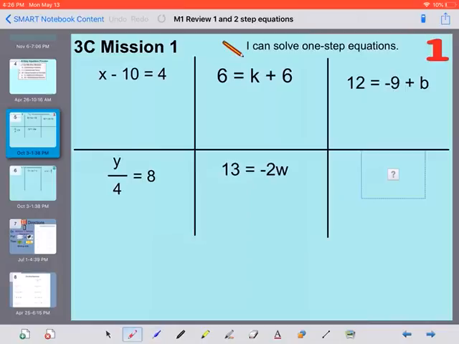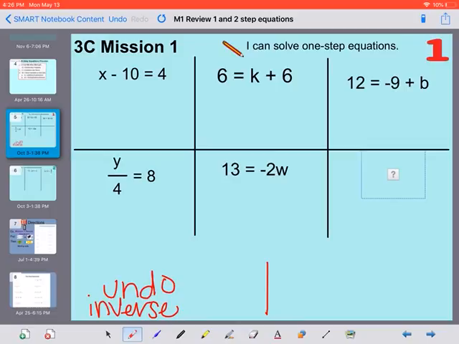Today we are reviewing 1 and 2 step equations. This first slide is going to be reviewing 1-step equations. Remember, we're going to undo what we see. We call it the inverse, which means we're doing the opposite.